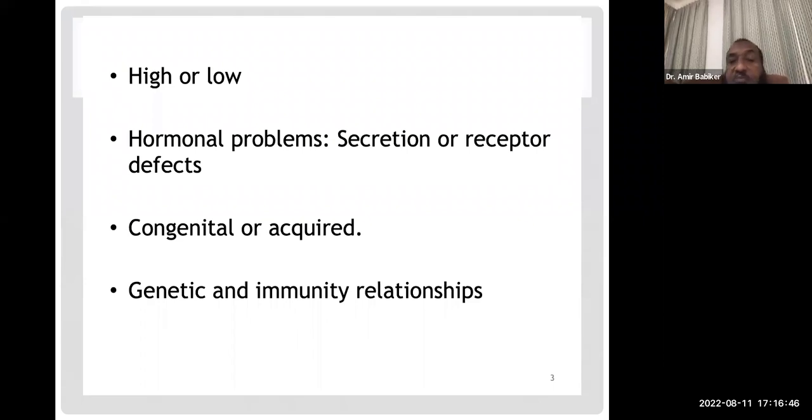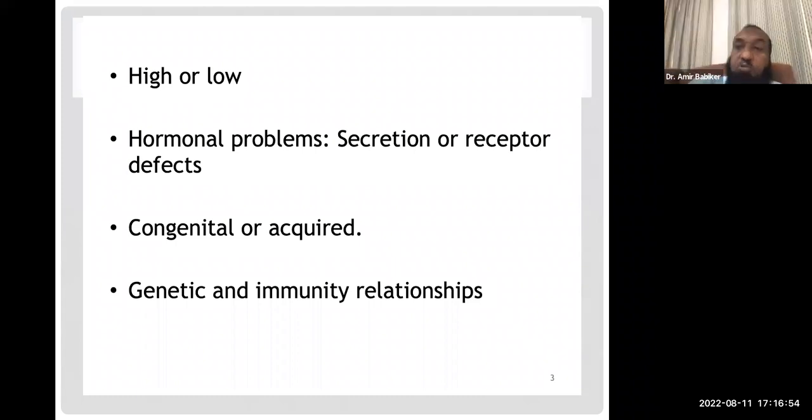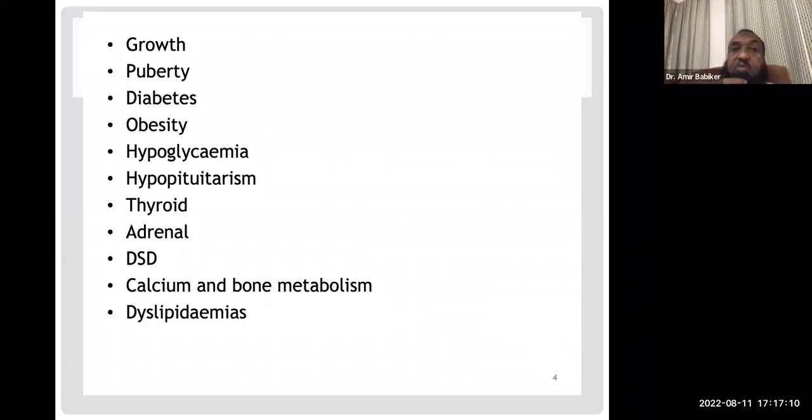And these problems can be congenital or acquired. So you can have congenital growth hormone deficiency, or you have acquired growth hormone deficiency secondary to road traffic accidents, for example, or brain tumors. And most of the pediatric diseases now have genetic and immunity relationships. So they have some immunological background or genetic background or predisposition.